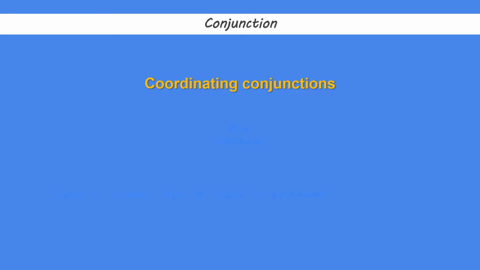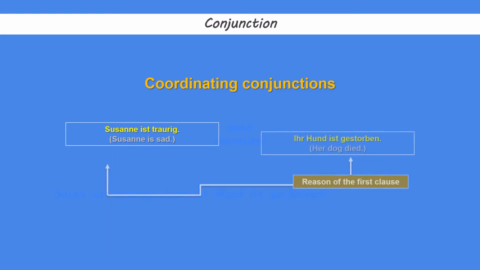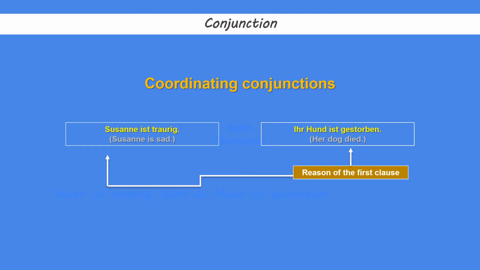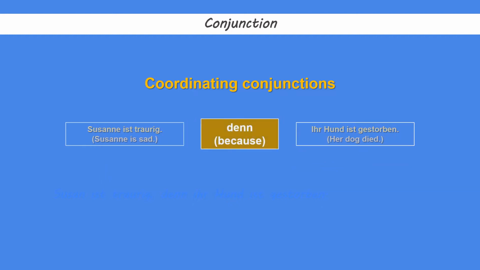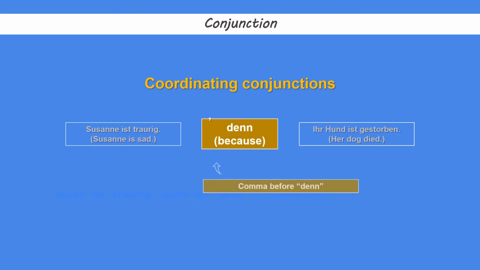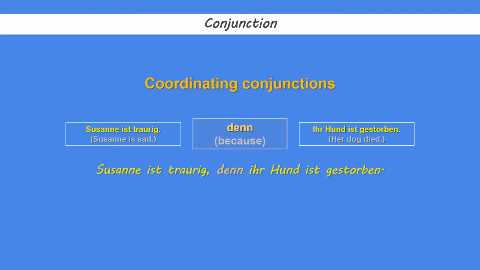Susanne ist traurig. Suzanne is sad. Ihr Hund ist gestorben. Her dog died. Susanne ist traurig, denn ihr Hund ist gestorben.